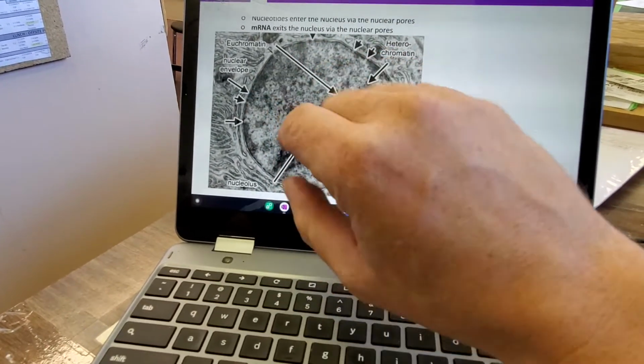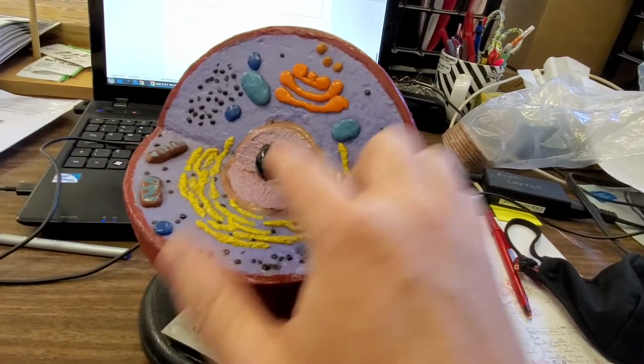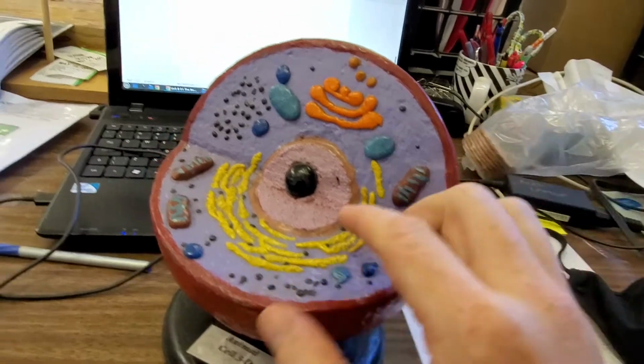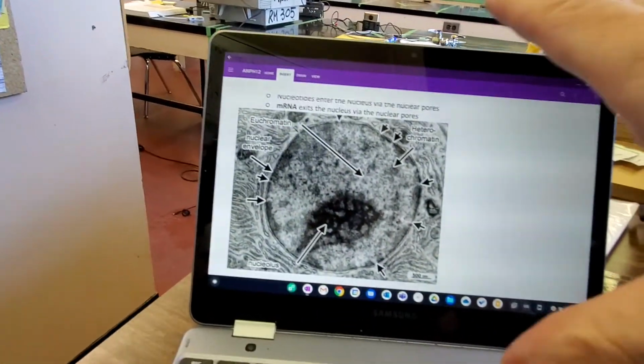So here we go. Nucleus, center of the cell, there's a nucleolus. Full of chromatin, which is protein and DNA. It's got the nuclear envelope, which is a double lipid bilayer, intersected by nuclear pores, which control what goes in and out of the nucleus. And there you go.